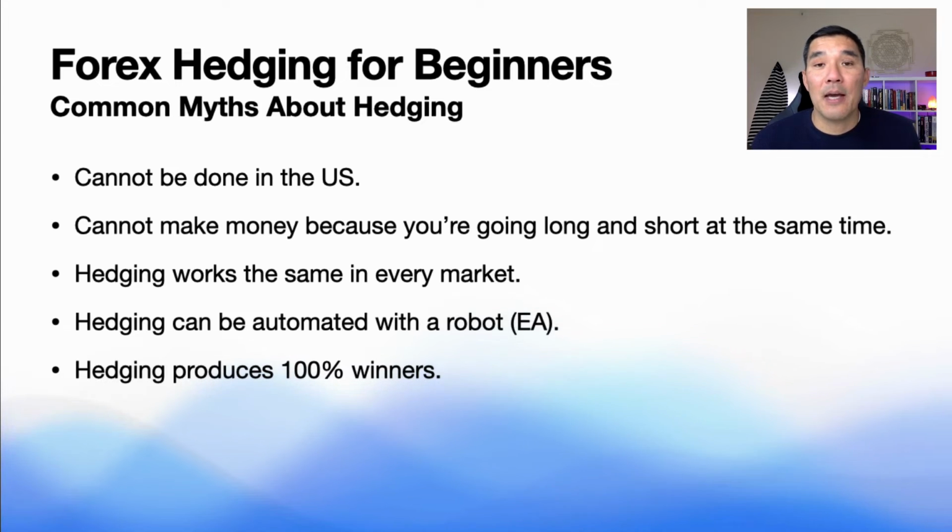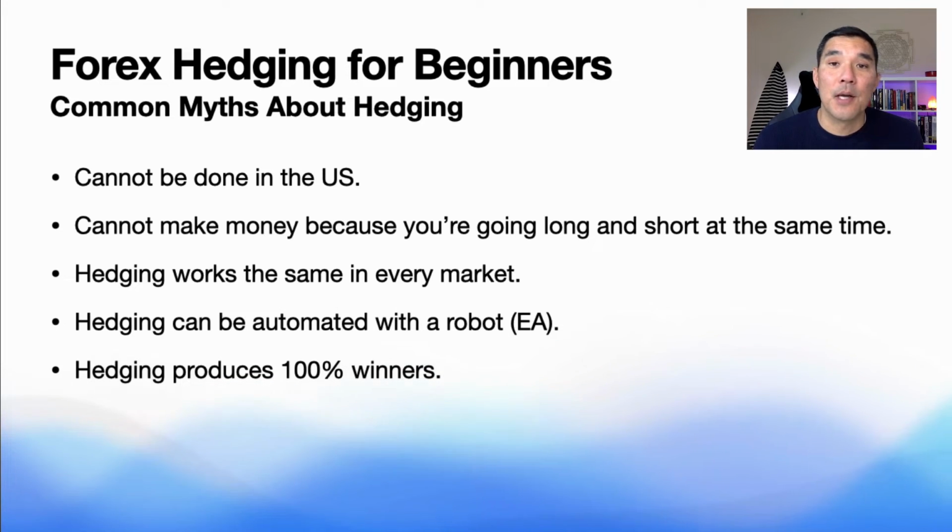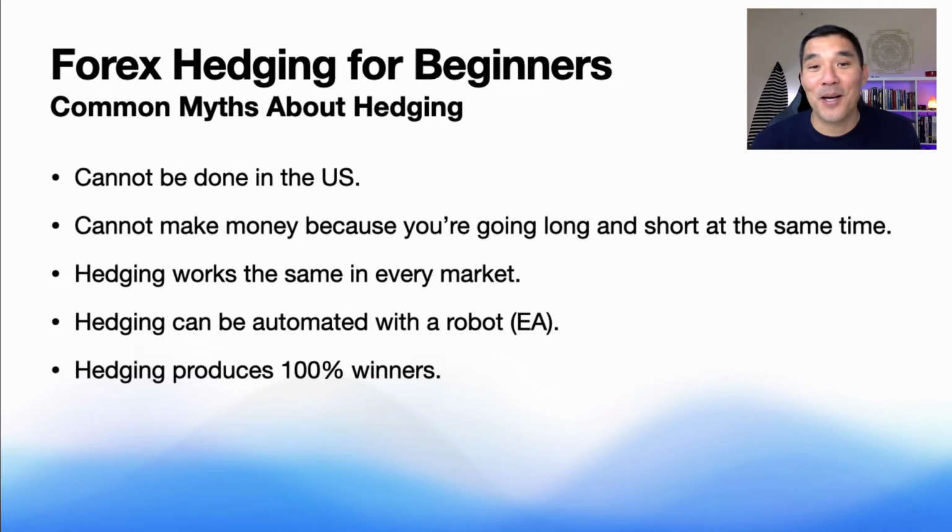But with hedging, you can have consistent returns because you are managing your risk and you have the potential to make money in both directions. But the idea that hedging produces 100% winners is a myth. And the only people who are probably making 100% winners in hedging are the people selling those robots that tell you you can make 100% winners. So that's simply not a true statement.